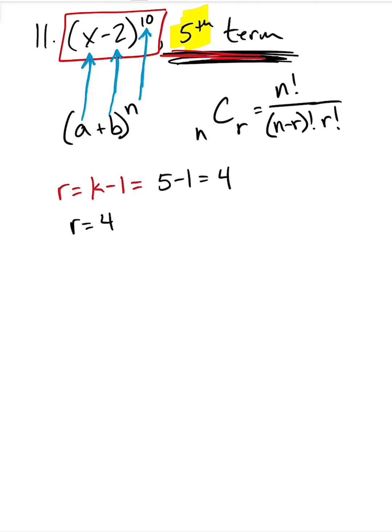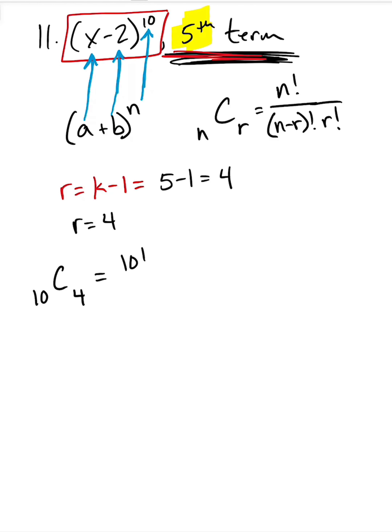So how do I plug this in? I have 10 choose 4, right? My n is 10, so 10 factorial over (n - r), which is 10 minus 4, which is 6 factorial, times 4 factorial, my r. So all of this right here coincides with what I have right here. Take a minute to let that soak in.